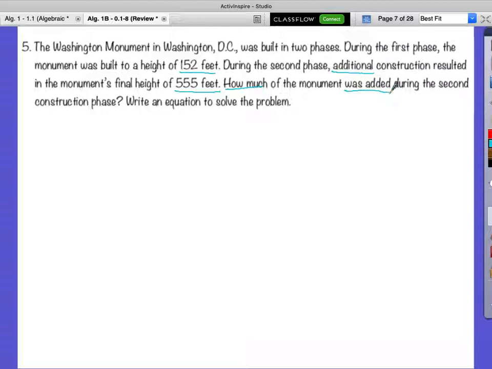So anytime you see numbers, that's probably key information. Anytime you see those math words, okay?